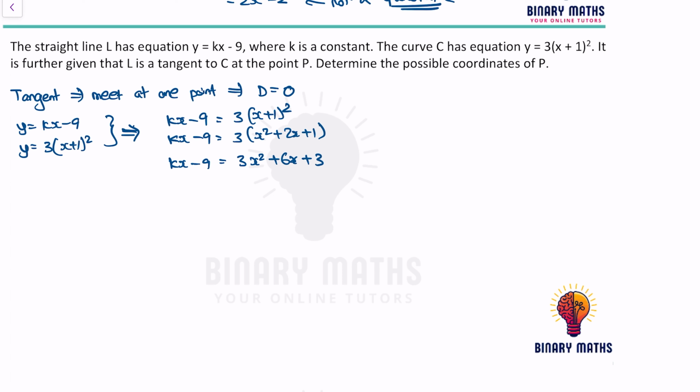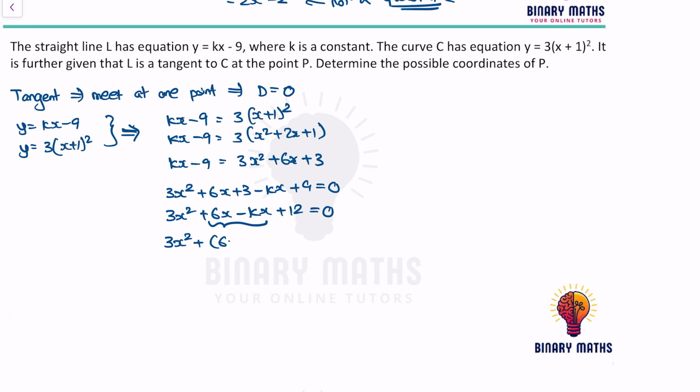If I take everything to the right hand side, I end up getting 3x squared plus 6x plus 3, take away kx plus 9 is equal to 0. Okay, if I rewrite this, 3x squared plus 6x, take away kx plus 12 equals 0. I need to factorize the x out here, so I end up getting 3x squared plus (6 take away k) times x plus 12 is equal to 0, and this is my combined function.